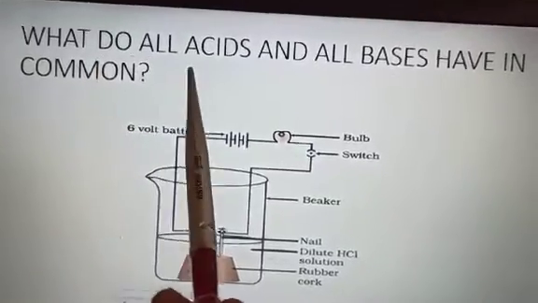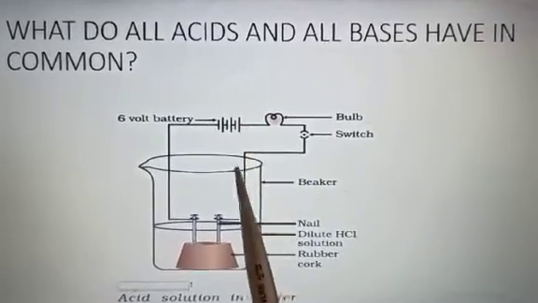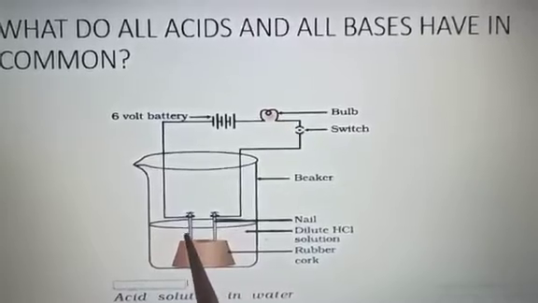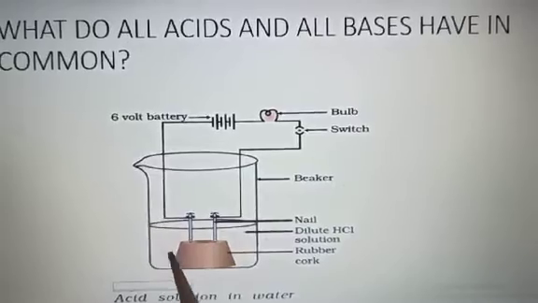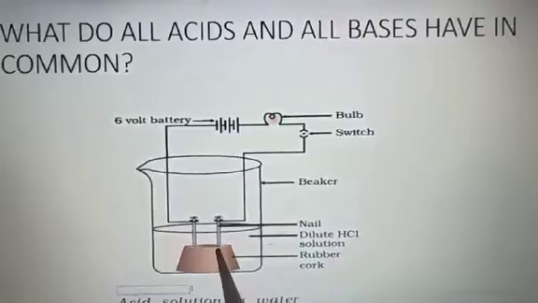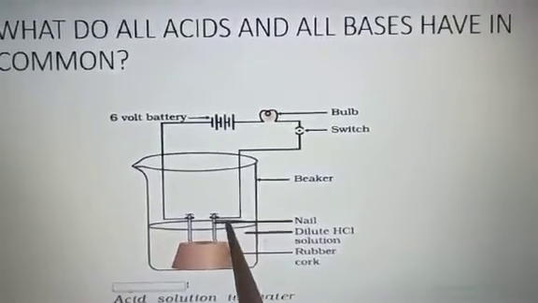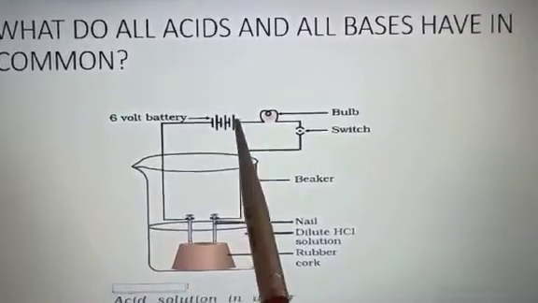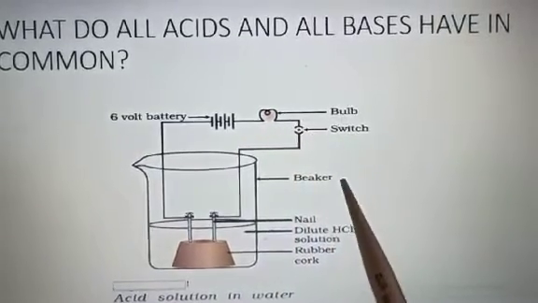Next topic is, what do all acids and all bases have in common? See here, this is the arrangement of the apparatus for the activity. Here you can see this is the beaker, and in this beaker there is a cork. In this cork 2 nails are inserted. These 2 nails are attached with the 2 terminals of the battery. You can see this terminal is attached with this nail and this terminal is attached with this nail. In between, the switch and a bulb are also attached.